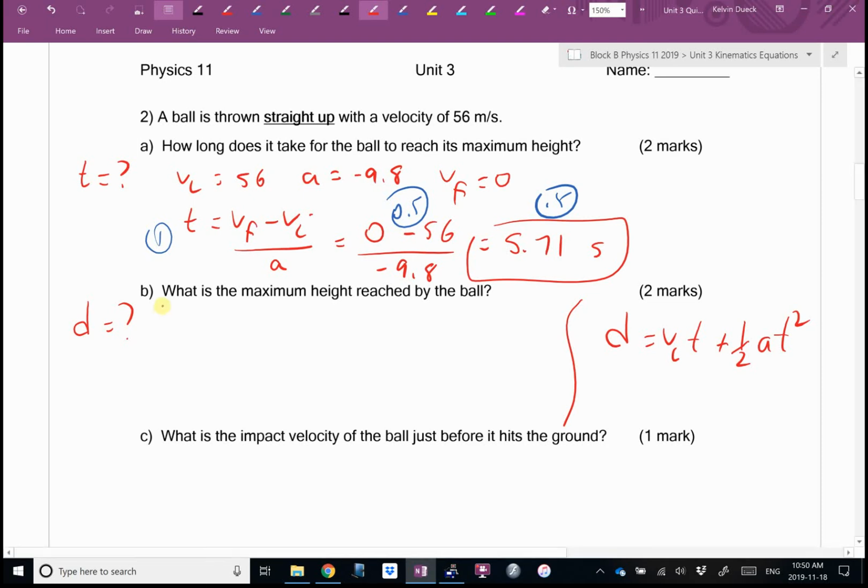I'm going to use D equals VF squared minus VI squared all over 2A. I would give you 1 mark if I saw that. If you did that wrong, but I saw VF squared equals VI squared plus 2AD, I'd give you the 0.5. You understand how I'm marking? So I'll keep repeating myself, but when in doubt, that's how I mark.